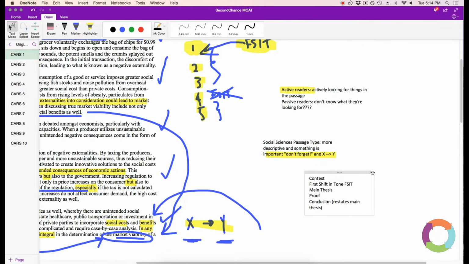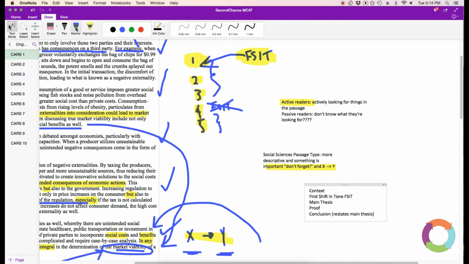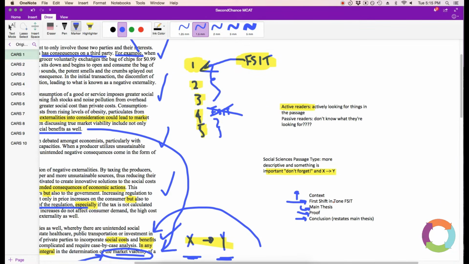So as you can see, I like to frame the layout in terms of wherever the first shift in tone is, everything before is context, immediately after is the main thesis, after that and before the conclusion is the proof, and then the last paragraph is the conclusion. This is almost always how passages look, right? Especially when it comes to social science passages that are maybe a little bit more descriptive. But in any case, this is a very helpful framework.